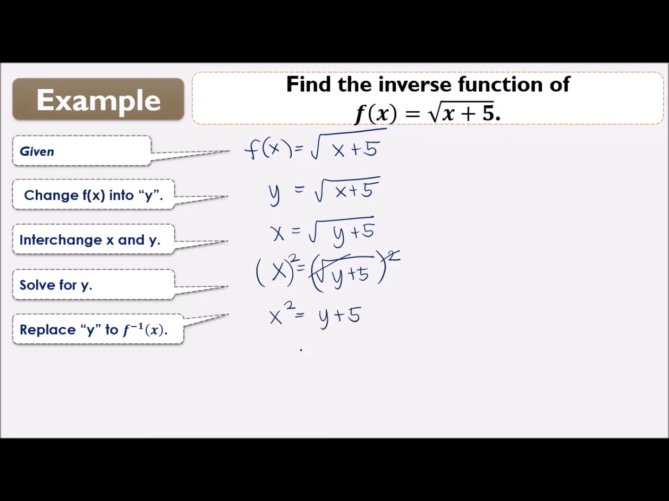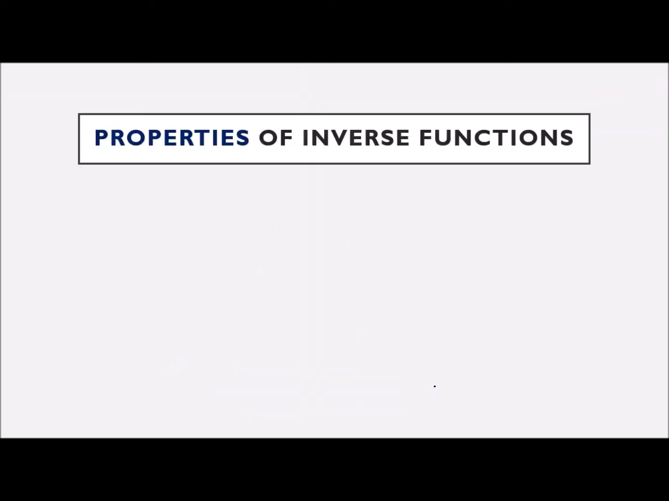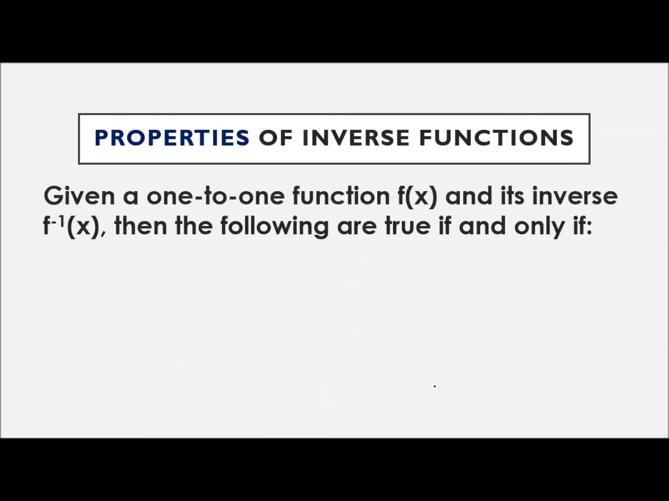Eh, di madaling masimplify. Lipat to sa kabila. Magiging x squared minus 5 is equal to y. And that's it for the solve for y. Ngayon, palitan na natin. So, magiging f, the inverse of f is equal to x squared minus 5. And that's it. That's the inverse. So let's now proceed on the properties of inverse functions.